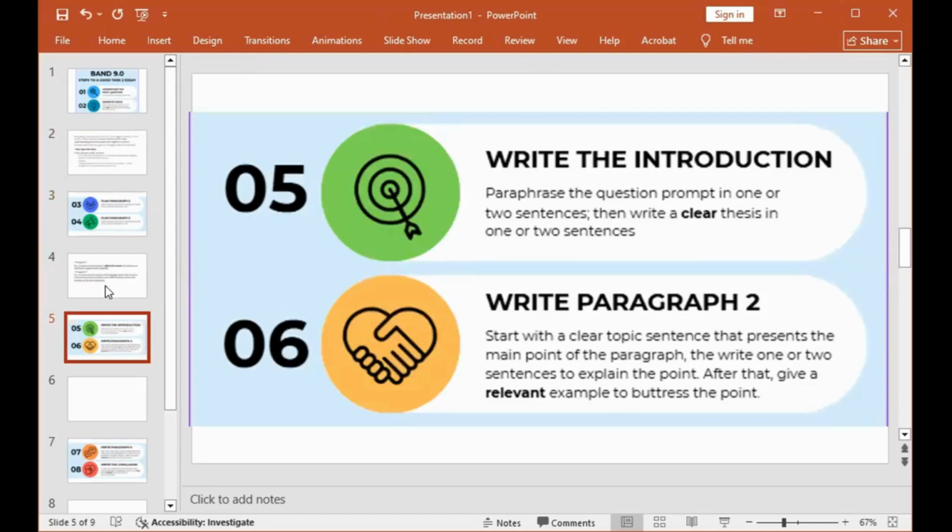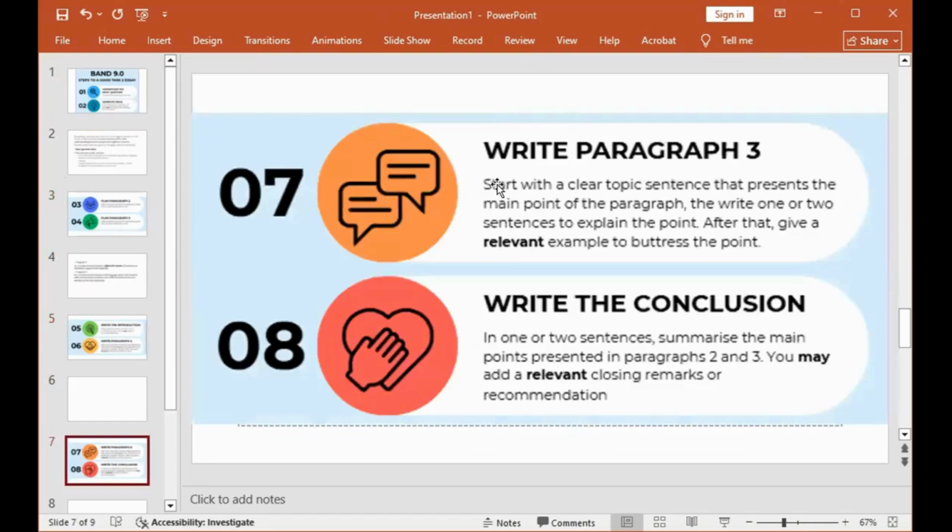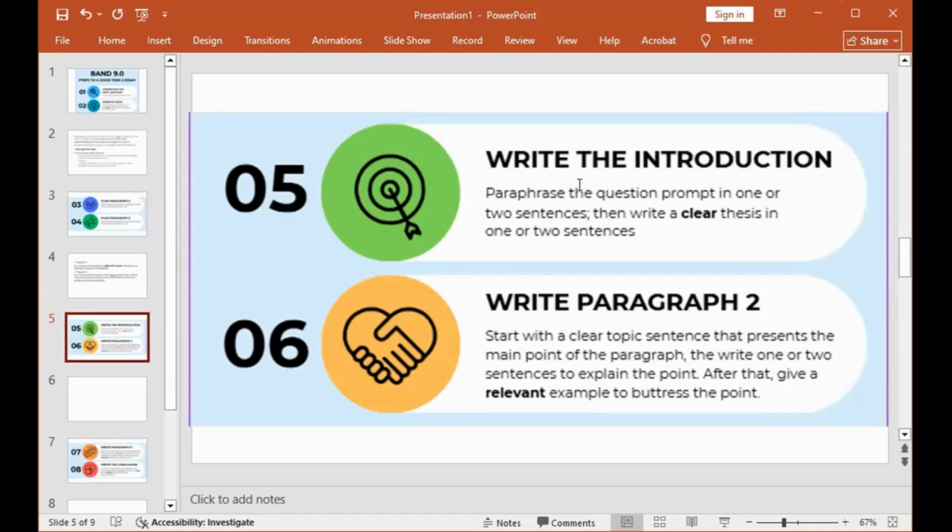We write our thesis. If you look at the slide here: paraphrase the question prompt in how many sentences? 1 or 2 sentences. After paraphrasing the question prompt, write a clear thesis in 1 or 2 sentences. That's what makes a good introduction. So let's do that now.